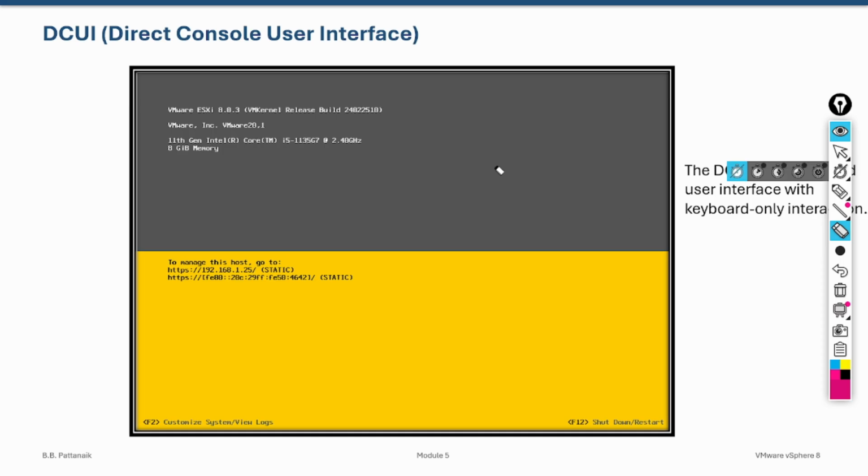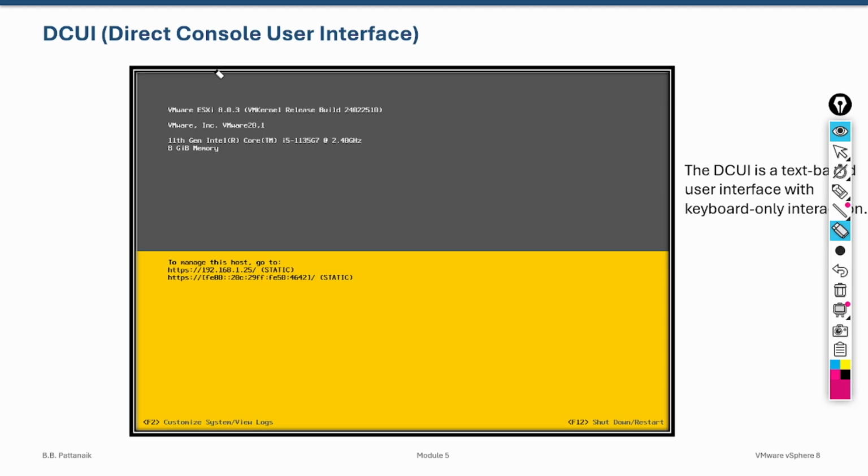What is DCUI? DCUI stands for Direct Console User Interface. It is a gray and yellow screen. Whenever you install ESXi, after that you will find this screen. This is gray and this is yellow. It is a text-based interface provided by VMware ESXi. It is operated using the keyboard.